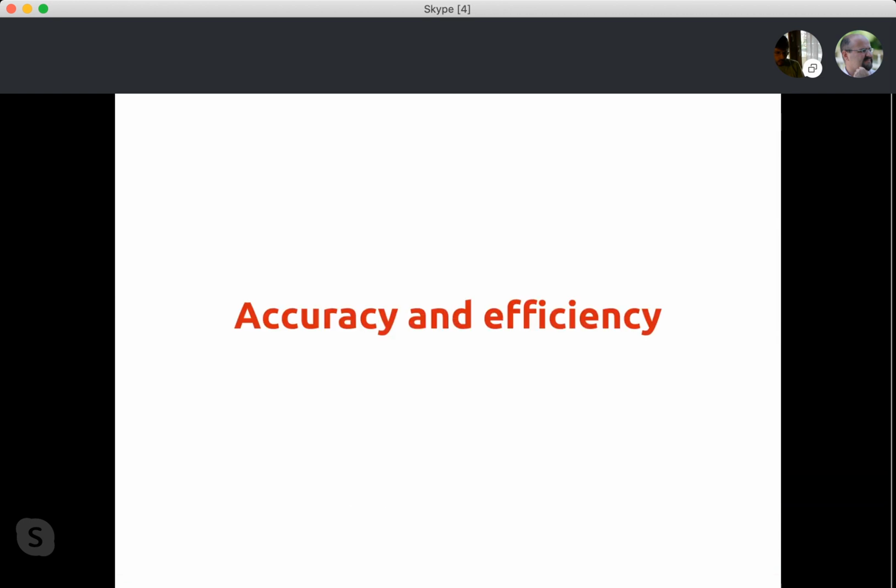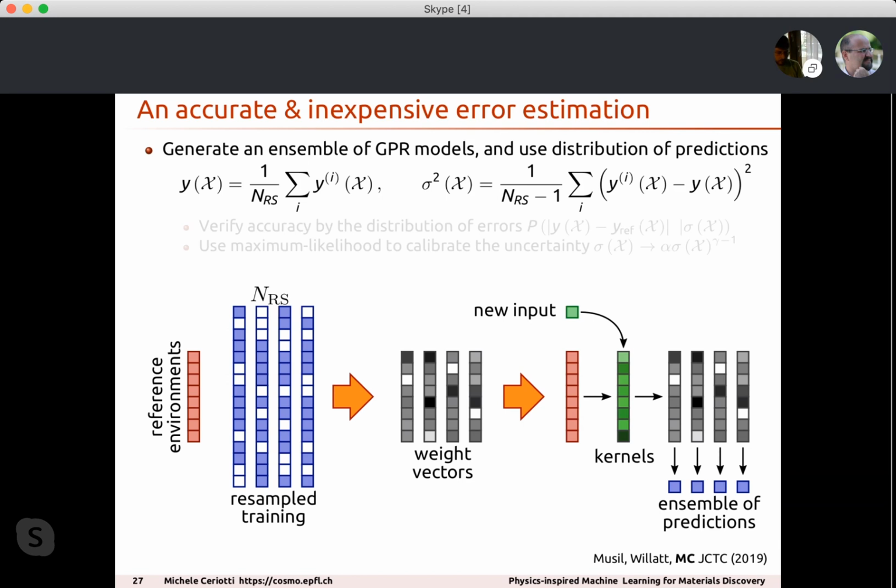So I just want to very briefly mention two technical aspects, which I think are very important, because in the end, you want to make a machine learning model, but you also want to know how accurate your model is. And I just want to make a second of advertisement for this approach, which is very similar to what many people are doing, involving essentially making multiple predictions, building multiple models and making an ensemble of predictions.